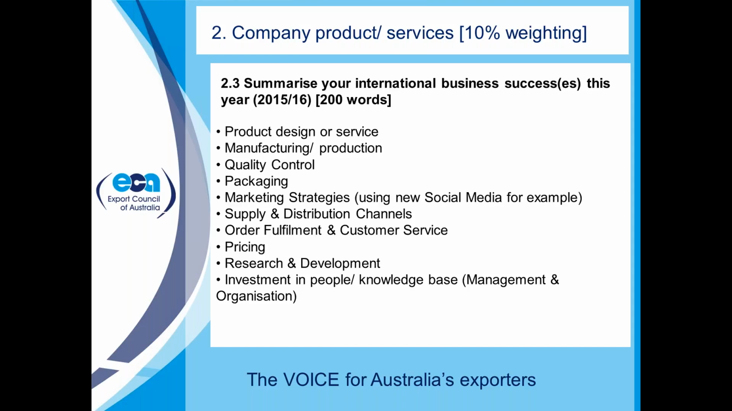So now you're going to summarise your international business success. This is for the last financial year, 15-16. Success can be found in all aspects of the business. It's not just about the dollars. So think about any contracts that you might have acquired, or market expansions, any new products or services that have been developed, international recognition, improved distribution channels. It doesn't need to be new, it can be improved, and how have you done that?